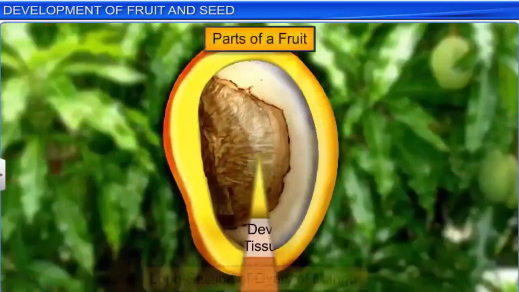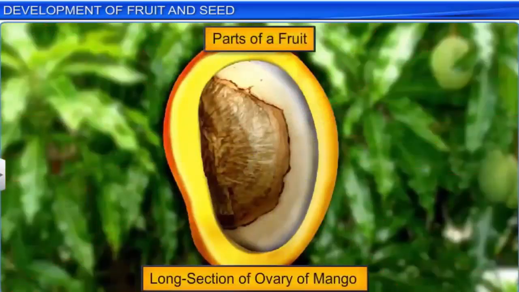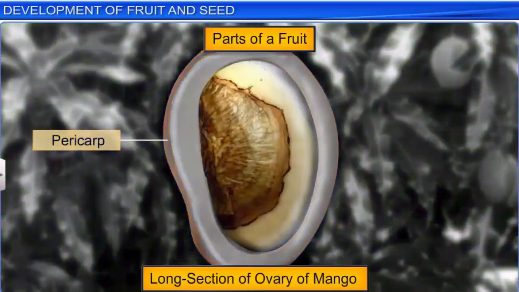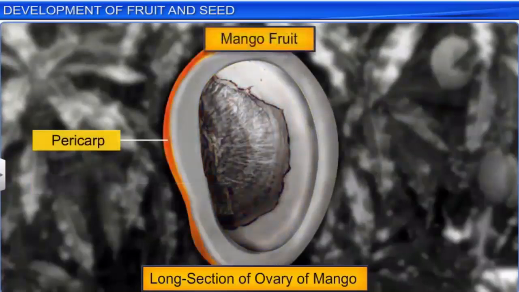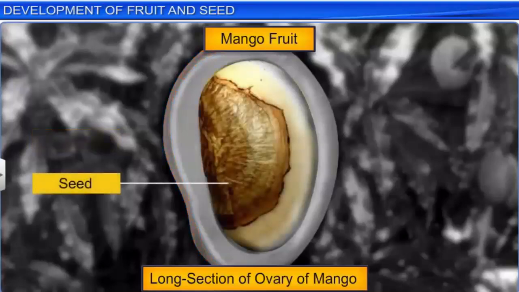If you cut open a fruit, you will see that it is made up of two parts, the pericarp and one or more seeds. The pericarp is the fruit wall that develops from the walls of the ovary. The seed, the second part of the fruit, is actually a fertilized ovule.